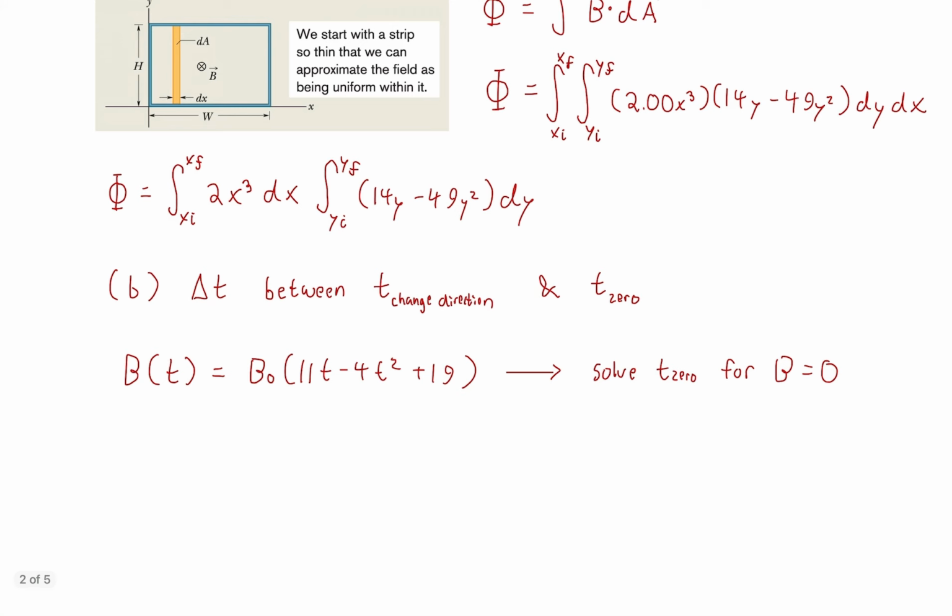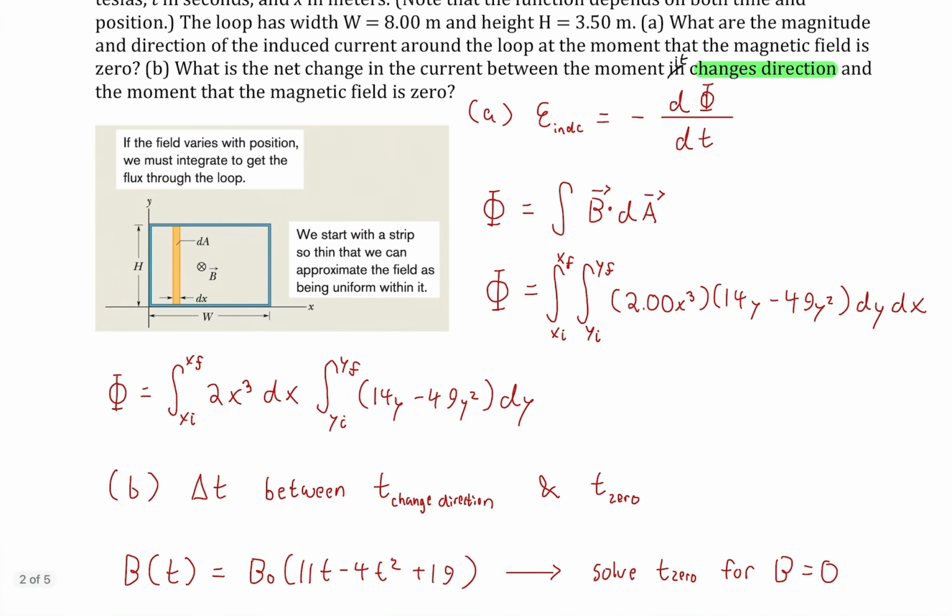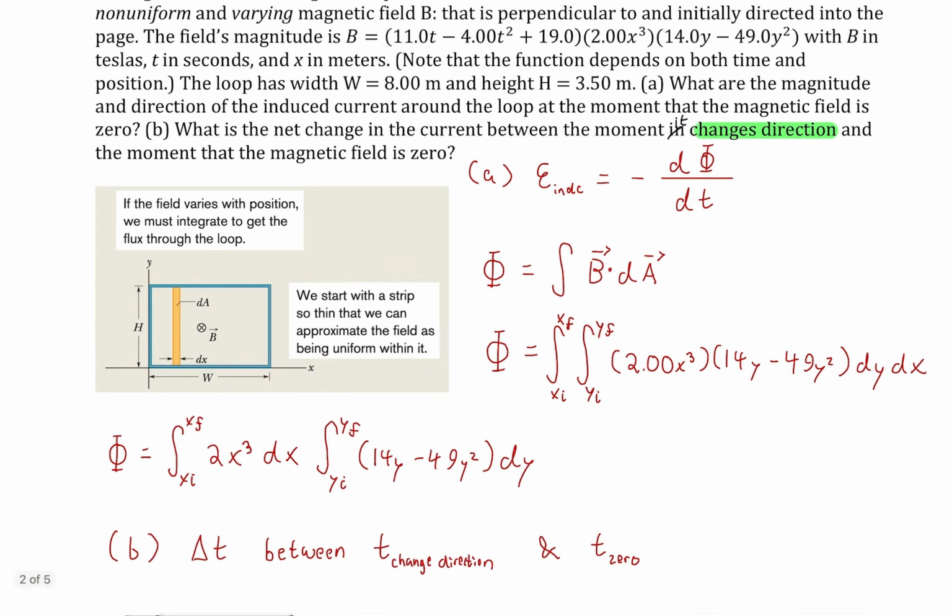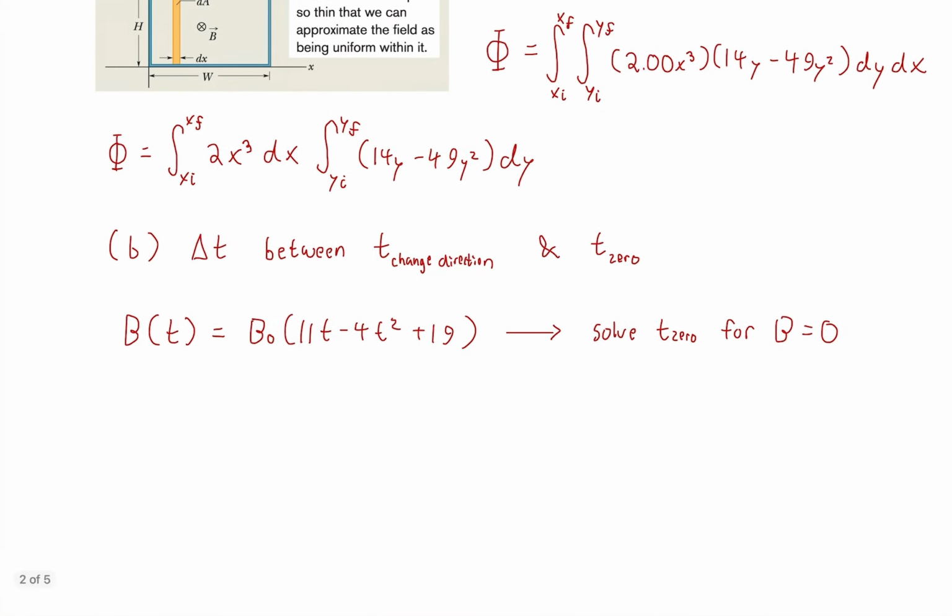Now, the other one involves the current changing direction. So what's the current's relationship to the magnetic field? It's the derivative. Since the magnetic field has a second order polynomial dependence on time, the current will have a linear dependence on time. So the current as a function of time is going to be proportional to t. It's some linear function, which you'll find by taking the derivative, and then all I want is the moment that the current changes direction, when it goes from positive to negative.